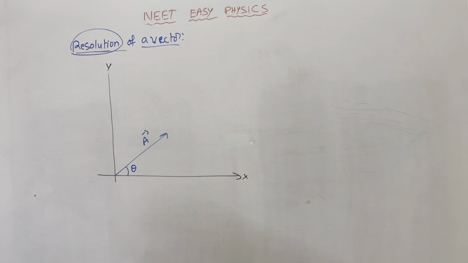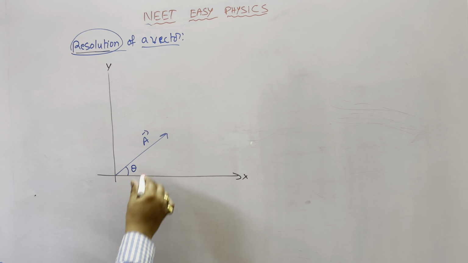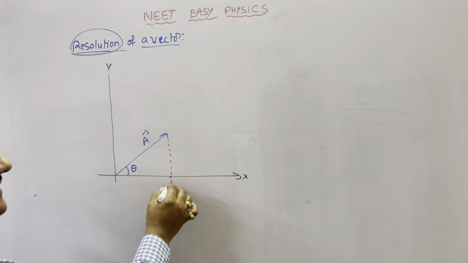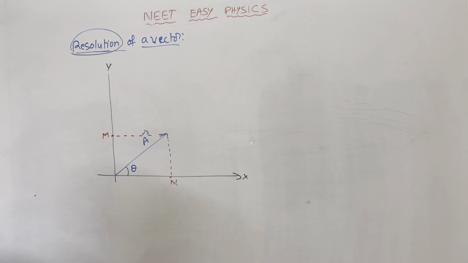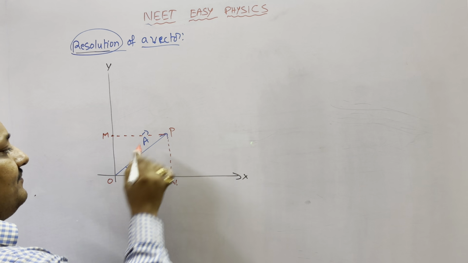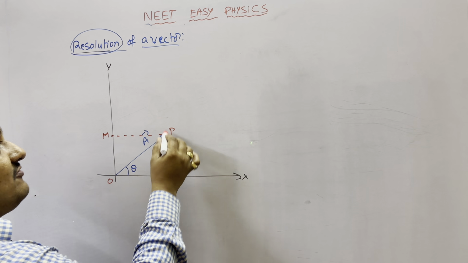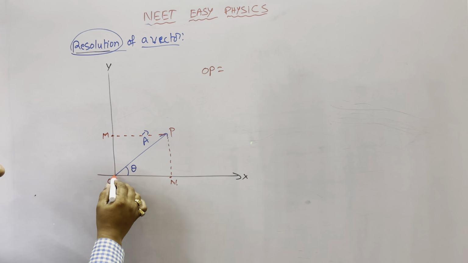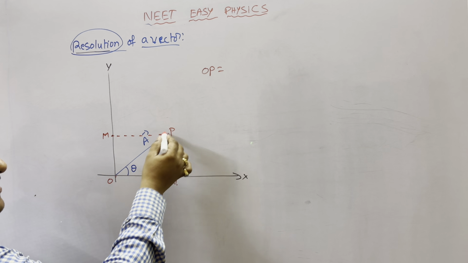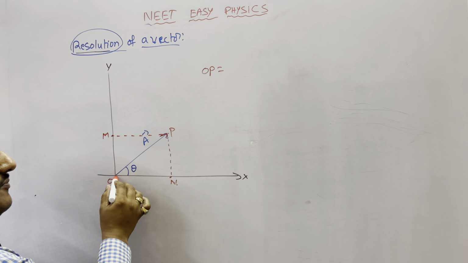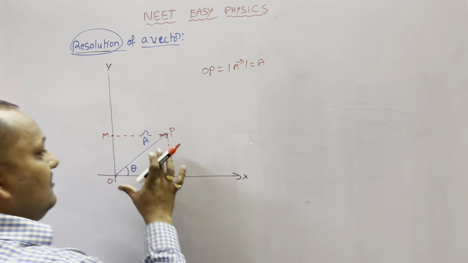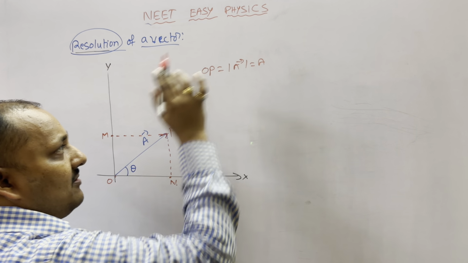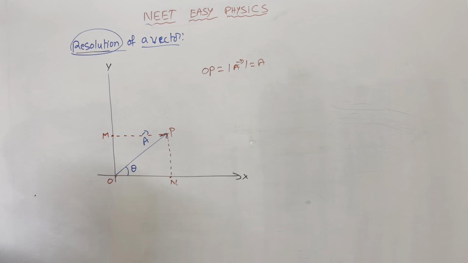If you want to resolve this vector into two components, you have to draw one normal onto the x-axis and one normal onto the y-axis. Next, this vector OP, whatever we are taking. The length of OP, from O to P, the arrow mark till the end, always gives the magnitude of the vector. So the length of OP is the magnitude of A bar, which we write as A.